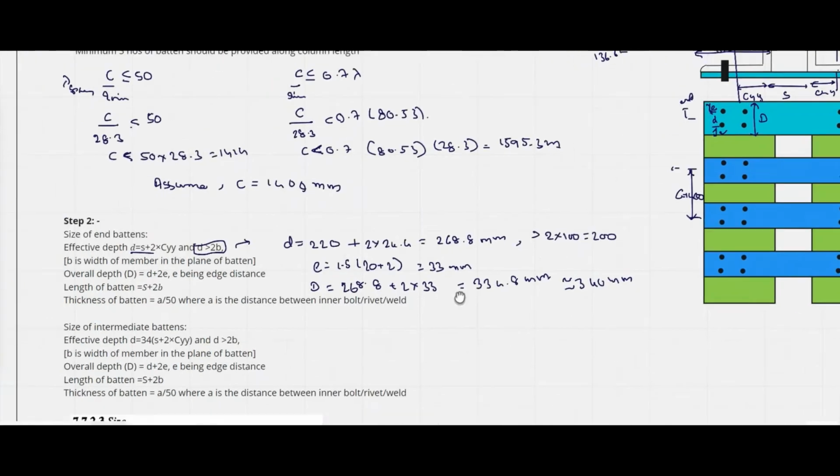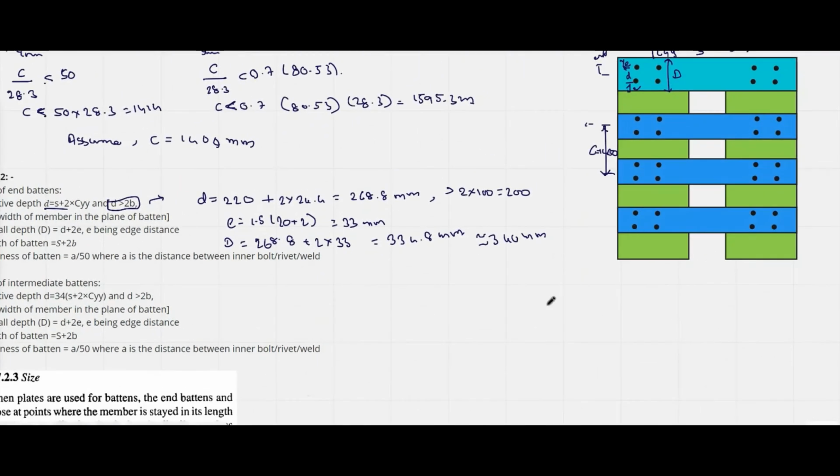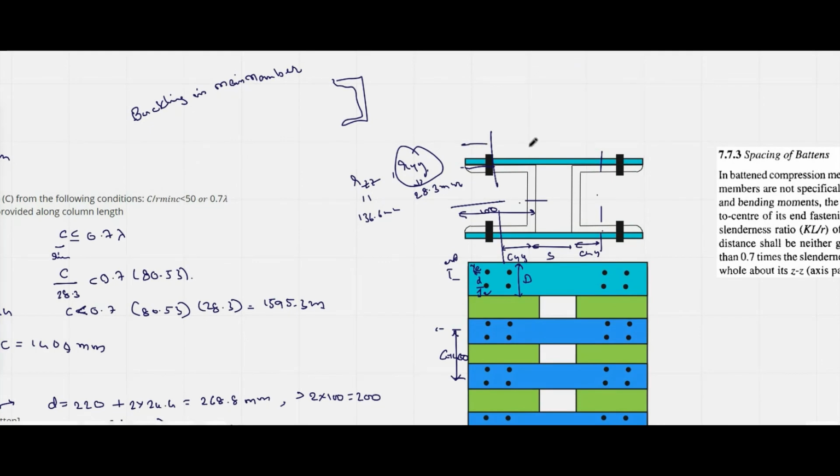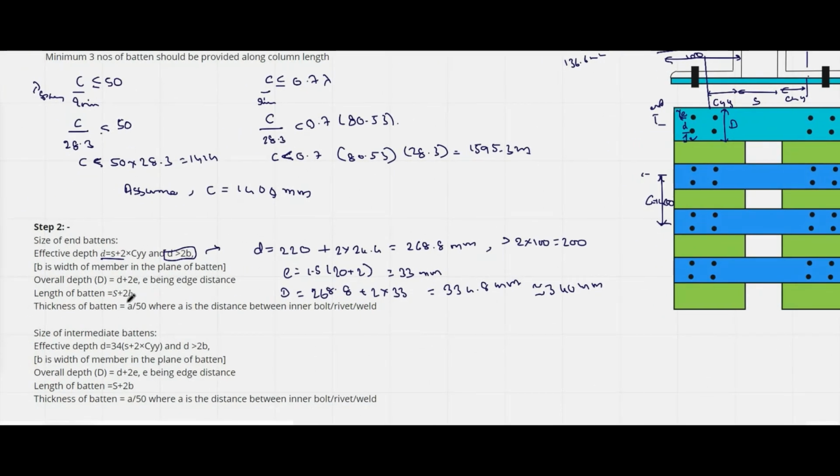And it has also been mentioned what should be the overall length of the batten. So this is the flange, which is across 100 mm, and this is the flange of the channel section, which is across 100 mm. This is the spacing between the channel sections, which is 220 mm. Then this total will be our length of the batten system, which is given as S plus 2B. So to calculate the length of the batten system, S is 220 plus 2 into 100, which is 420 mm.